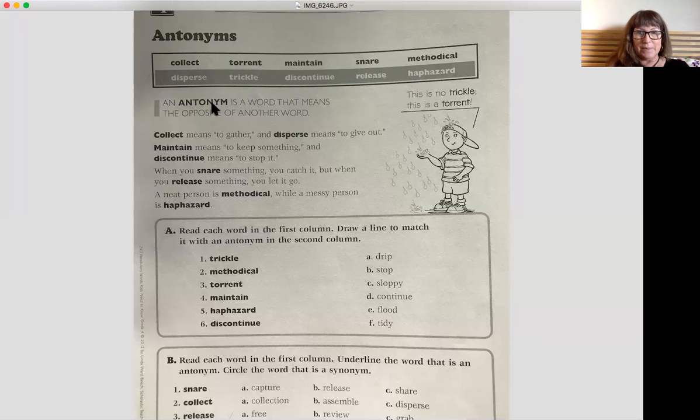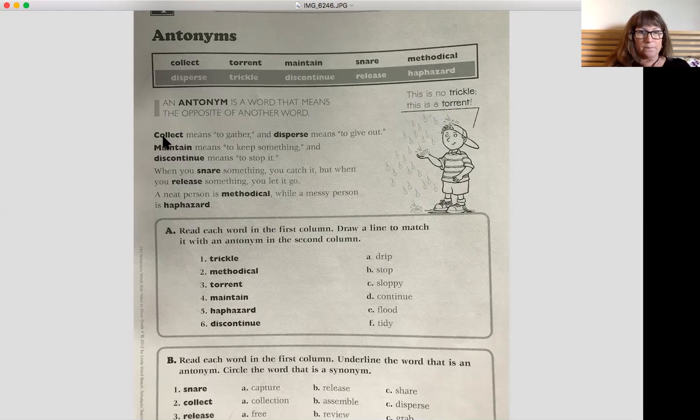An antonym is a word that means the opposite of another word. This kid is seeing all this rain. This is no trickle, this is a torrent. I'm recording this on the heels of a huge storm that we had last night, and it was torrential downpour. It was a torrent of rain, just tons of rain.